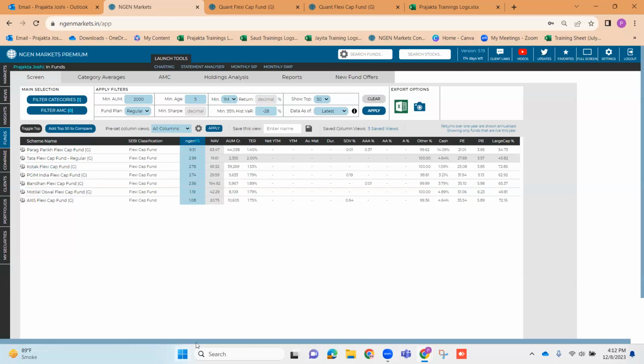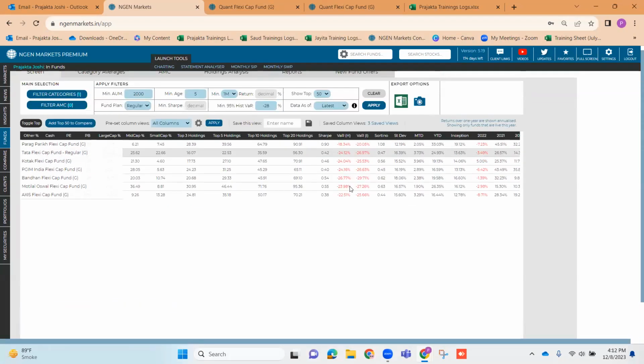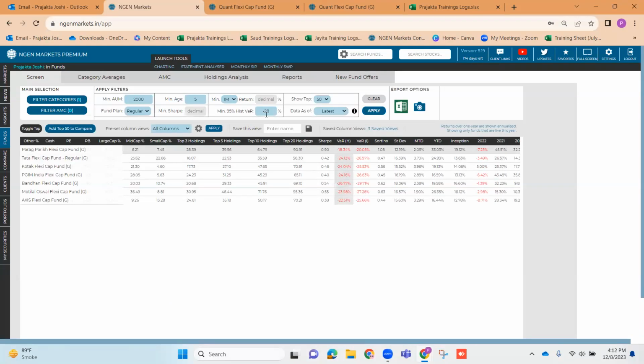So now I simply scroll using the scroller, and I can see that the value at risk number for these funds is well within the cap that we have put in, right? Negative 28. So I want only those funds whose value at risk historical is negative 28 or typically lower, right? So negative 18 is the best in this term. So Parag Parikh goes down the least. On the other hand, the highest is for this fund, right? That's Bandhan Flexi Cap fund. So this is how you interpret the value at risk number.